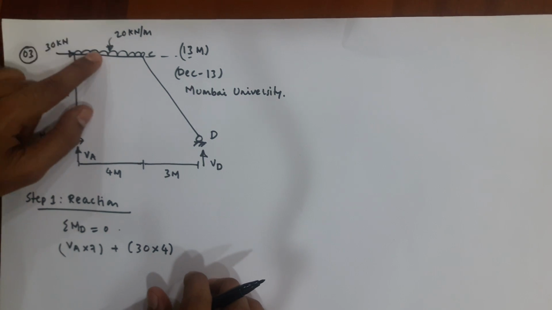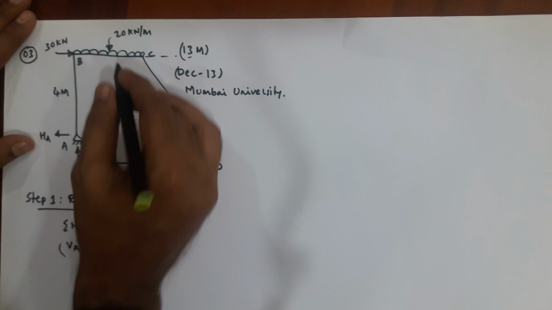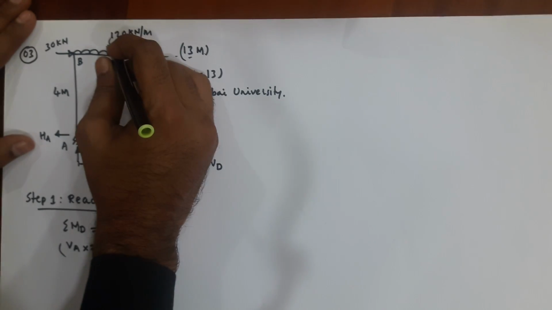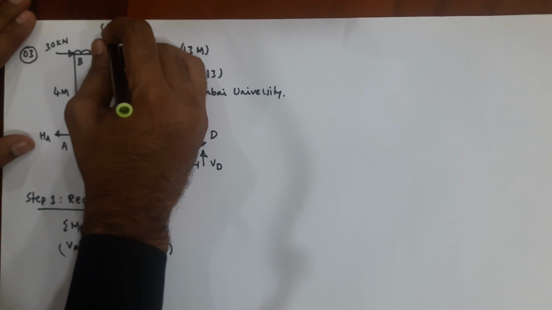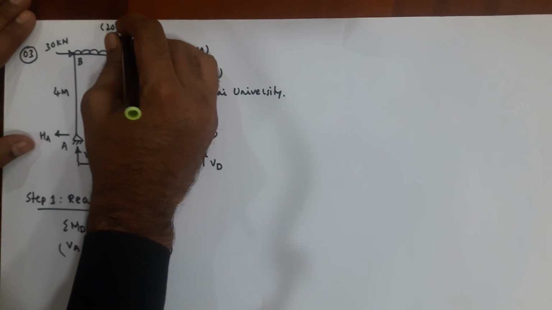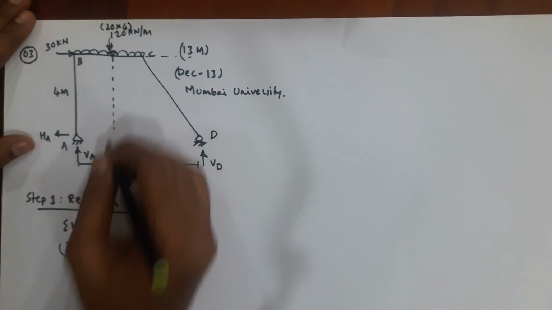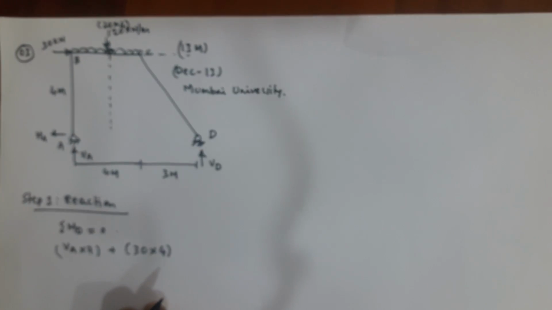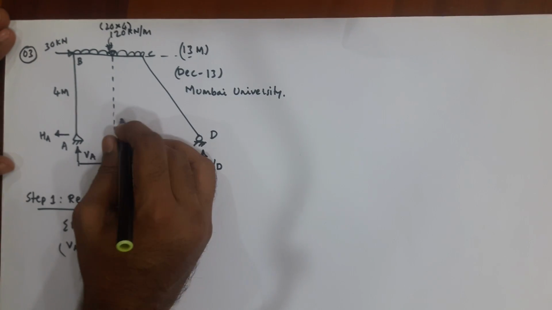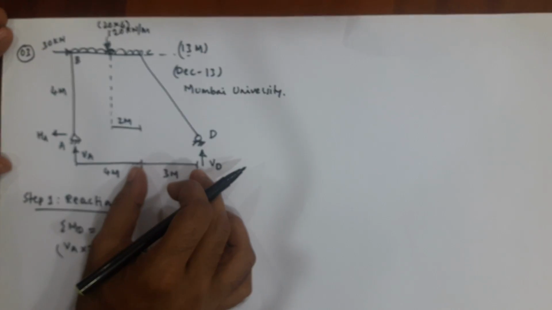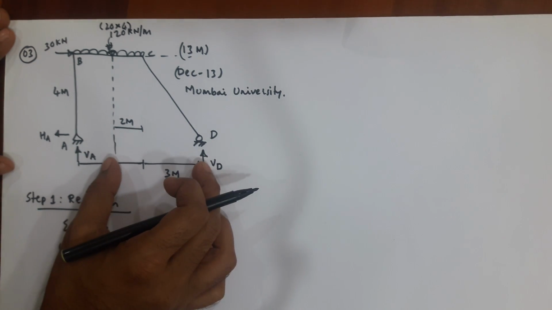Then you have this UDL. You have to see where the total load of the UDL is acting. The total load of the UDL is acting here. Total load of the UDL is 20 into this span, 4 meter, and this is acting at the center of the member BC. Center of the member BC means this is 4 meter, this will be 2 meter, and this is 3 meter. So the distance from D is 5 meter.